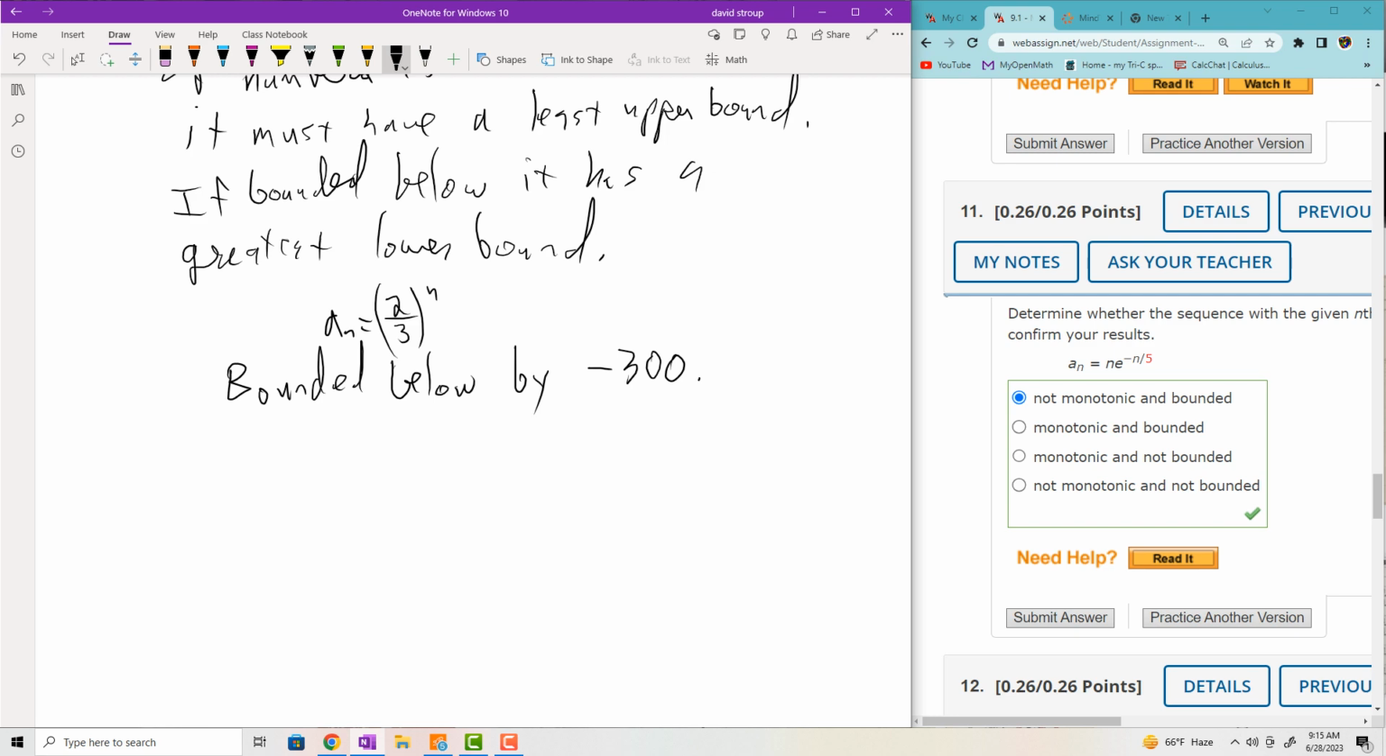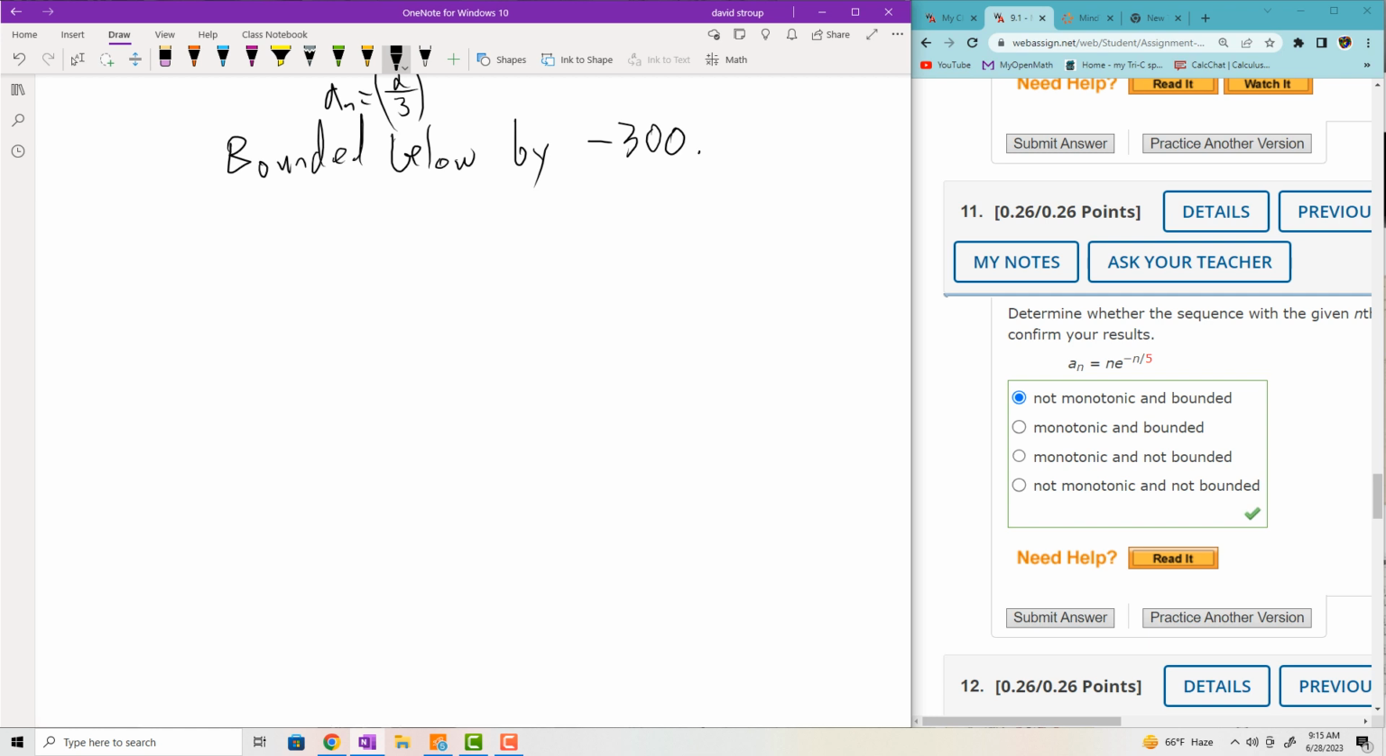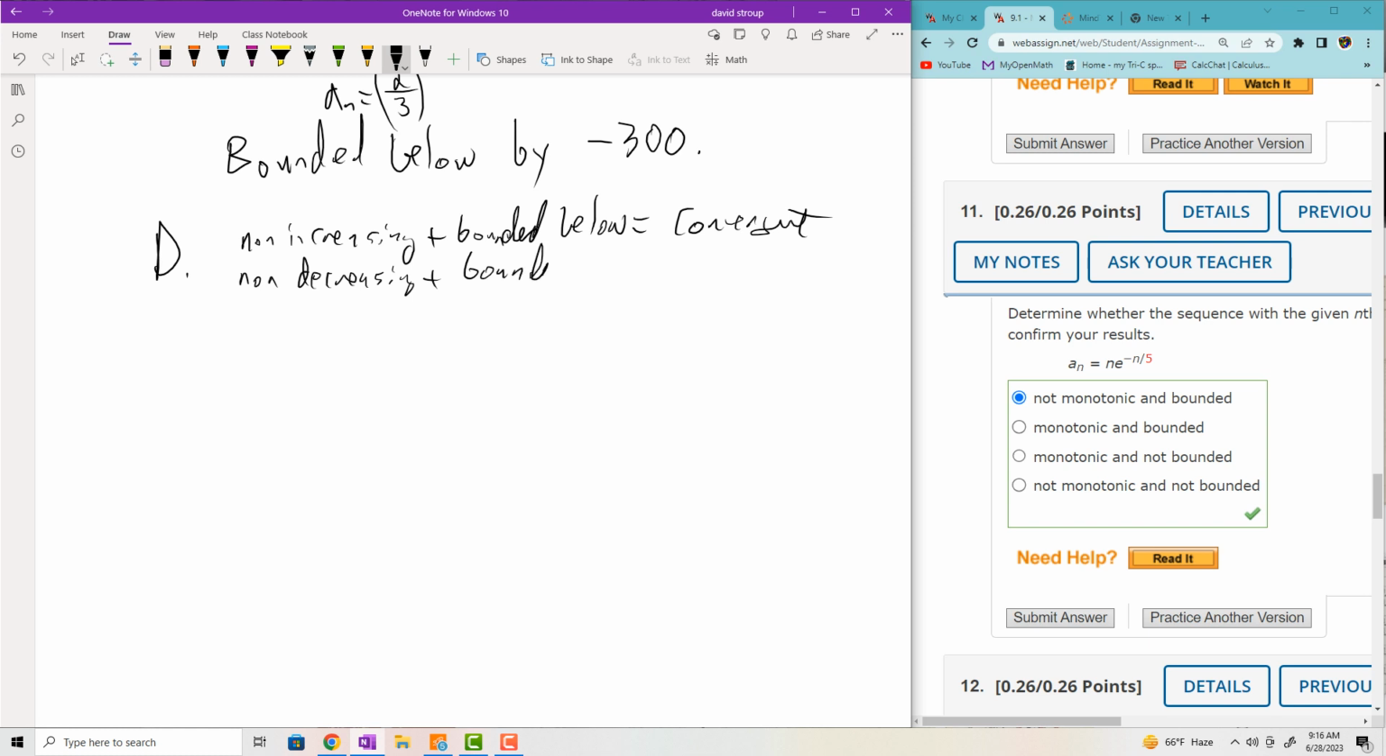So let me just then kind of polish it all off by saying part D, non-increasing plus bounded below equals convergent, and then non-decreasing plus bounded above is also convergent. And then I'll blow through the proof.